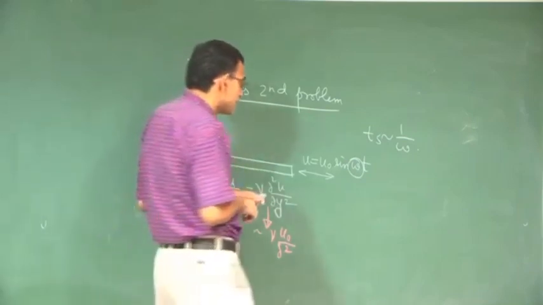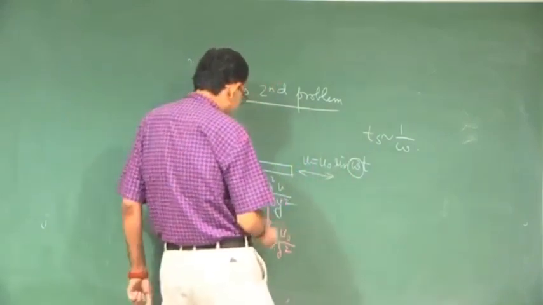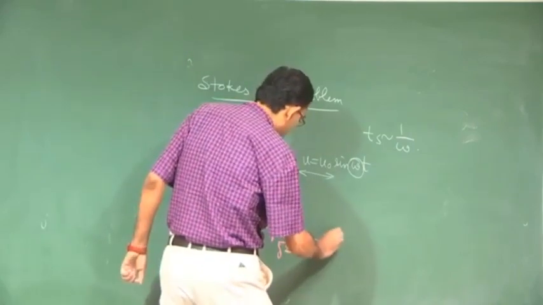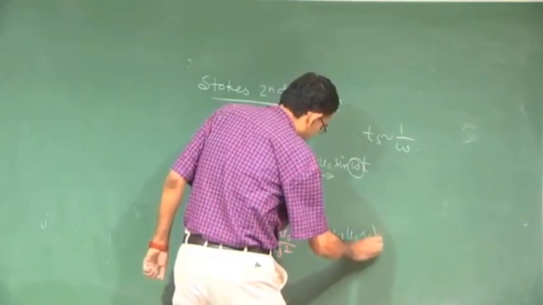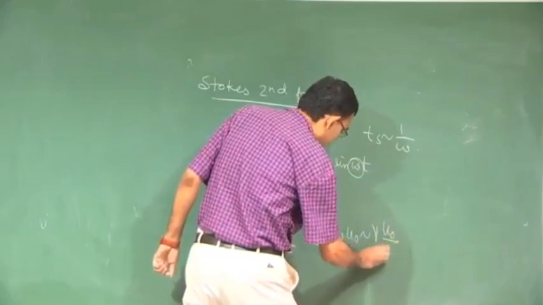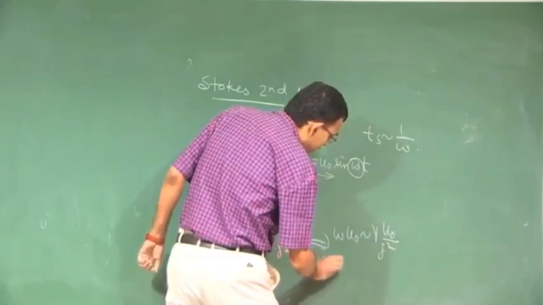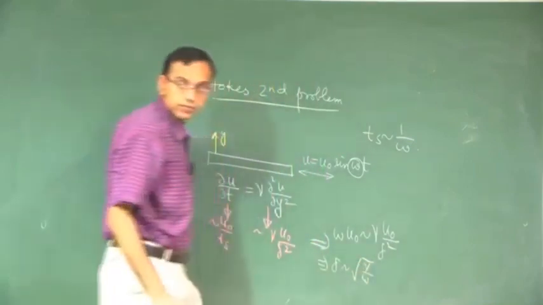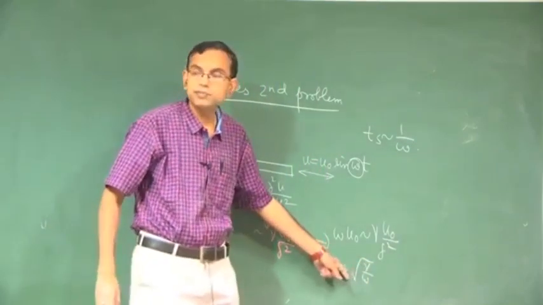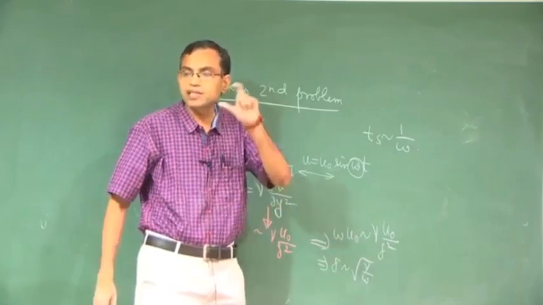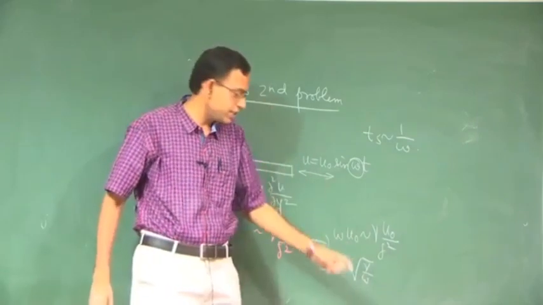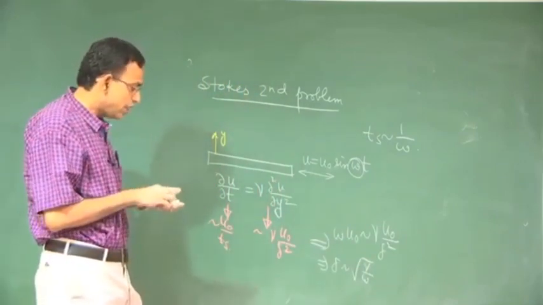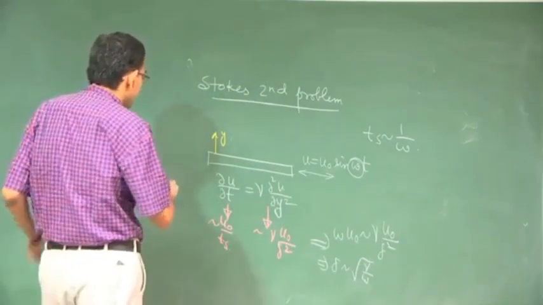So, if Ts is of the order of 1 by omega, then you have omega u0 is of the order of nu u0 by delta square. This means delta is of the order of square root of nu by omega. It does not vary with time, it is a fixed order of delta which is governed by nu and omega. So, now we can non-dimensionalize this equation.